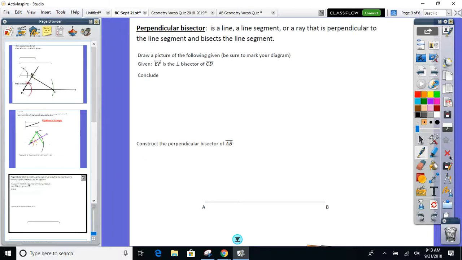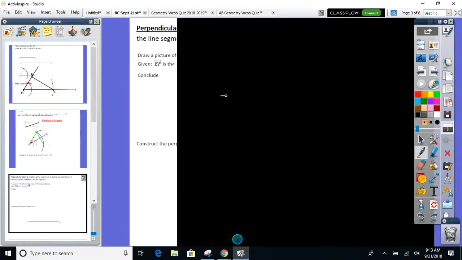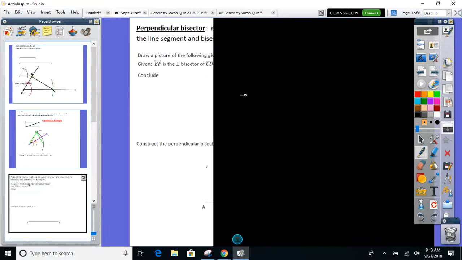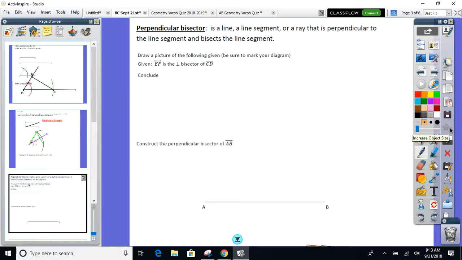Perpendicular bisector. Oh, hey, wait a second. What's that word mean to us, perpendicular? Two lines that form a 90-degree angle. What's that word, bisector, mean? Cuts it in half. So what's this line going to do? It's going to form a right angle and cut the line segment in half. Okay, so it's got to form a right angle and cut the line segment in half.